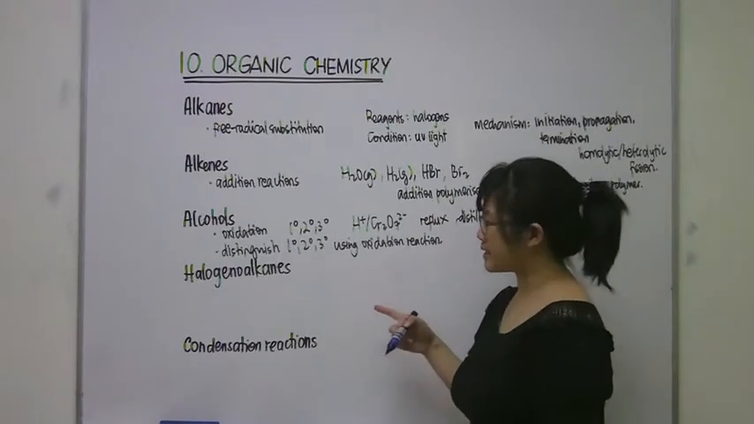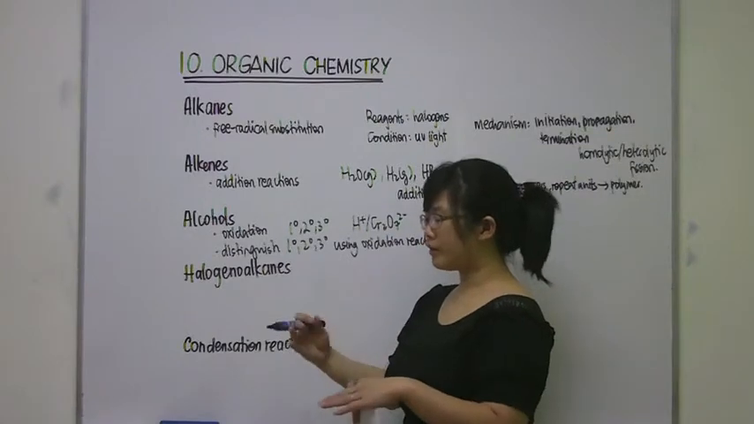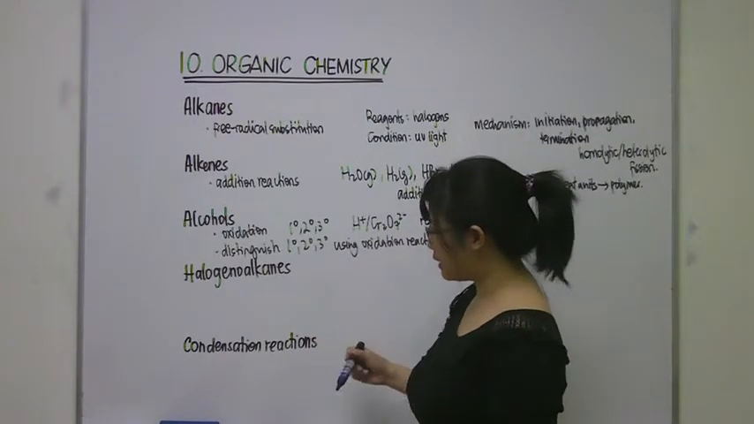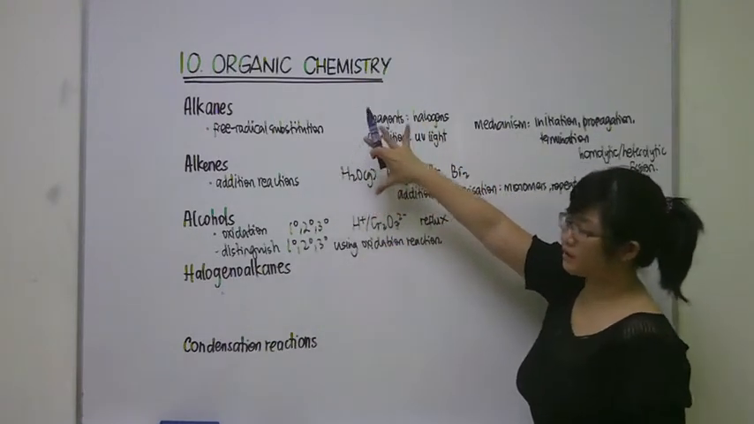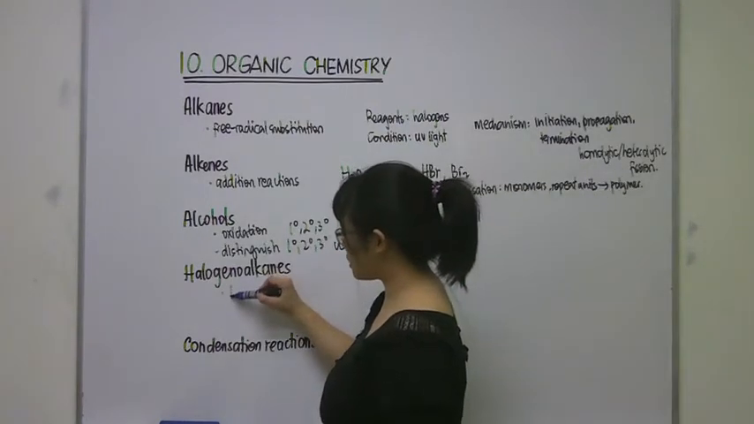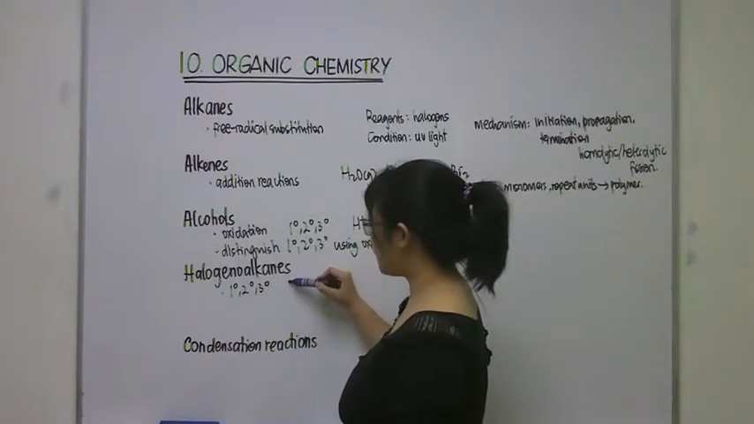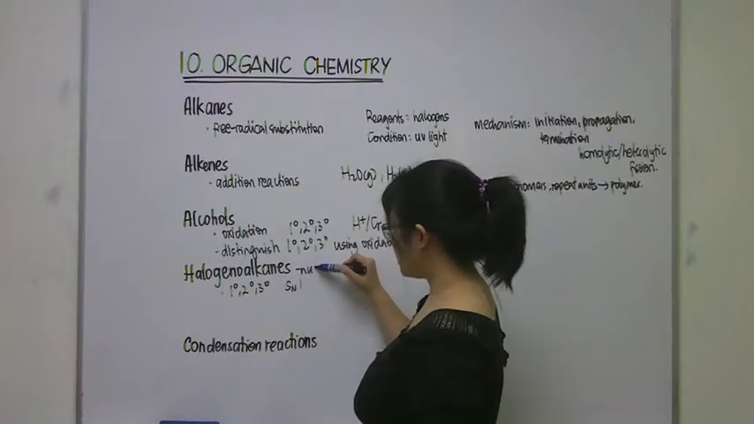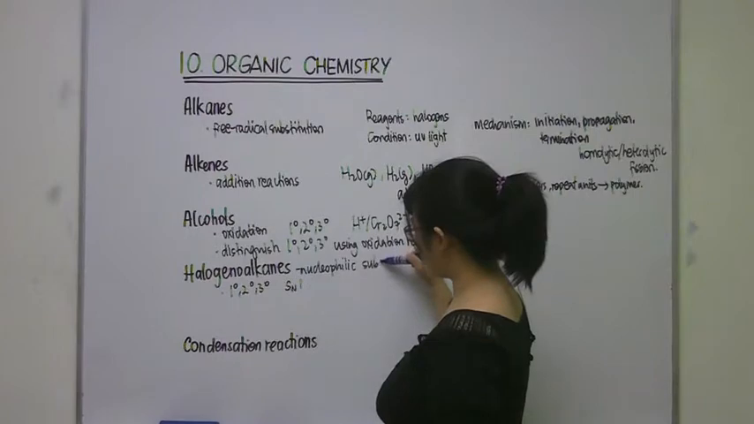Now, halogenoalkanes are one of the functional groups that the students study more deeply. For the standard level, all these are the same for standard and higher level, but for halogenoalkanes, for the standard level, they only need to distinguish primary, secondary, and tertiary, and which one of them will undergo nucleophilic substitution. So the reaction that we are going to be talking about here will be nucleophilic substitution.